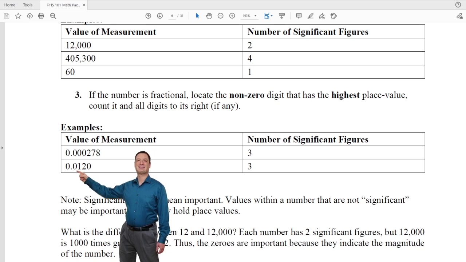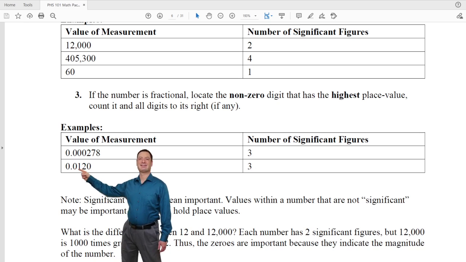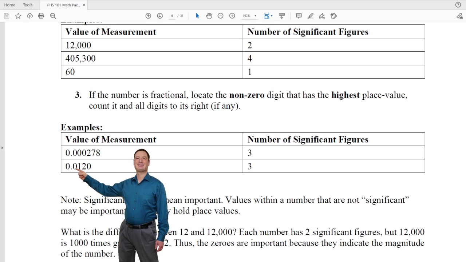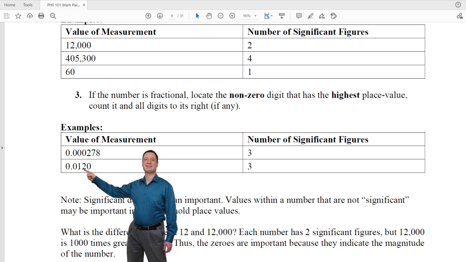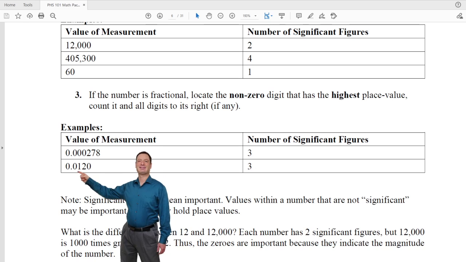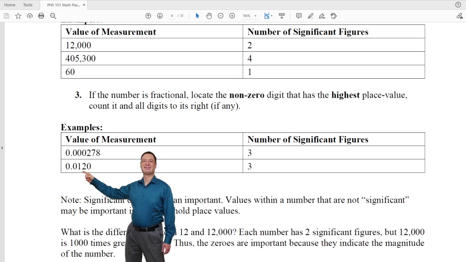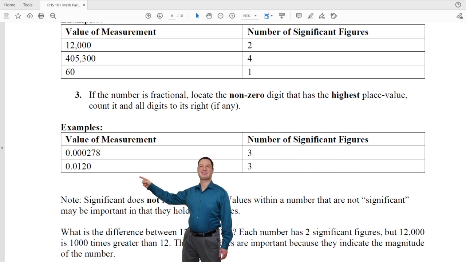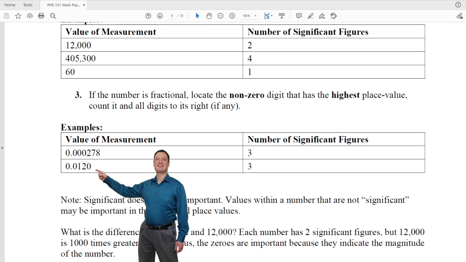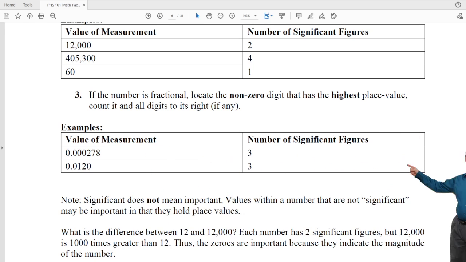And this one also has 3 significant figures. 0.0120. This 0 is only a placeholder. It's just telling you that this is the tenths position, this is the hundredths position, right? So we've got 120, let's see, what is that? Hundredths, thousandths, ten-thousandths. And this is 3 significant figures. Again, if this 0 was not significant, you wouldn't even write it here.